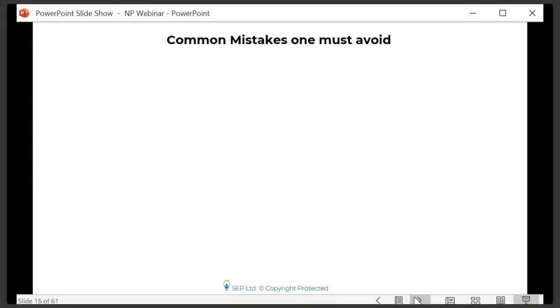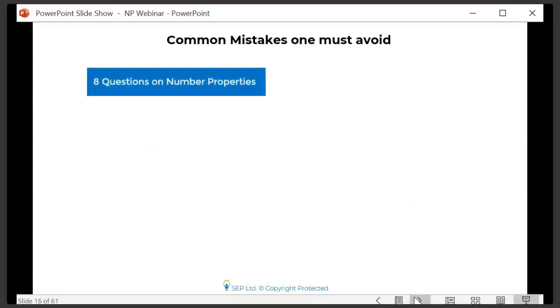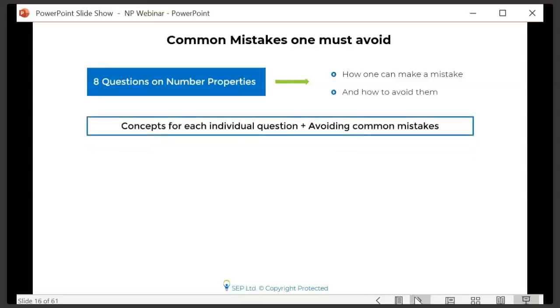So what I'm going to do now is discuss 8 number properties questions with you. The idea behind discussing these questions is to tell you how a student makes a mistake, how you end up making a mistake, in what way you can avoid them, and how you track them. While discussing these questions, I'll make sure to discuss the concepts also. If I feel there's a need to give some background concept, don't worry, I'll give you that so that it helps you understand the solution properly.